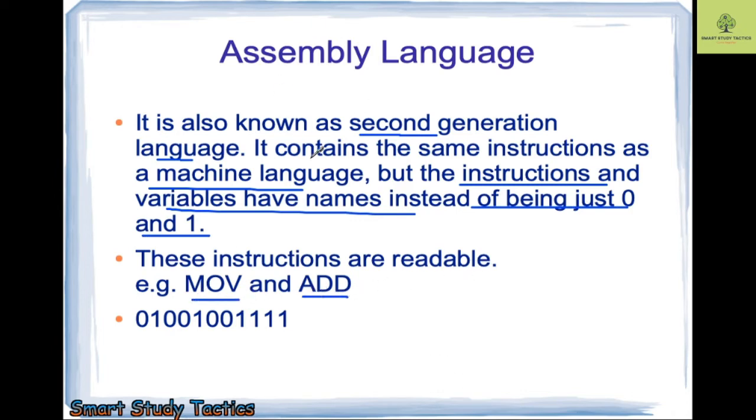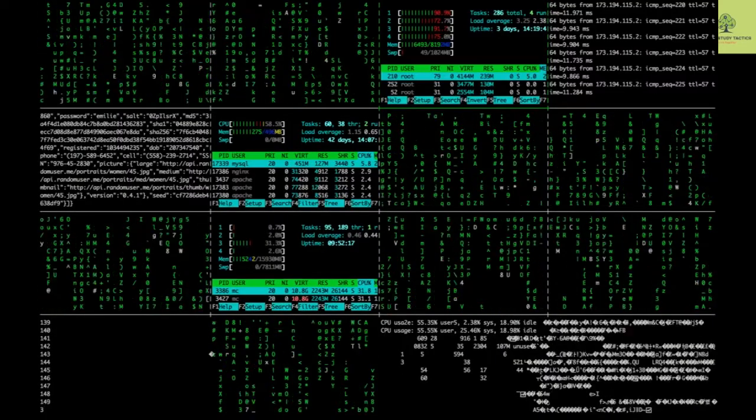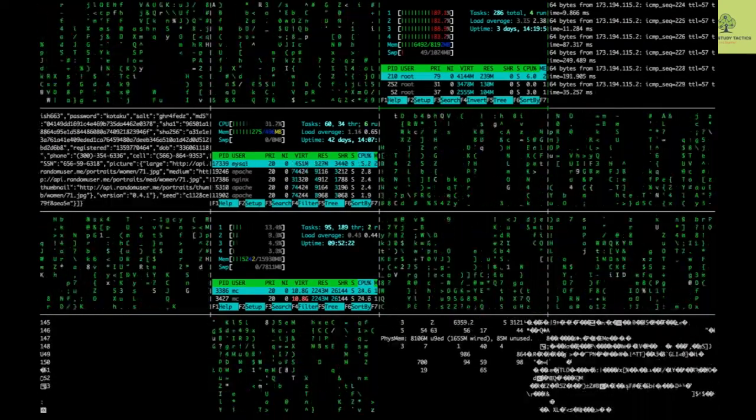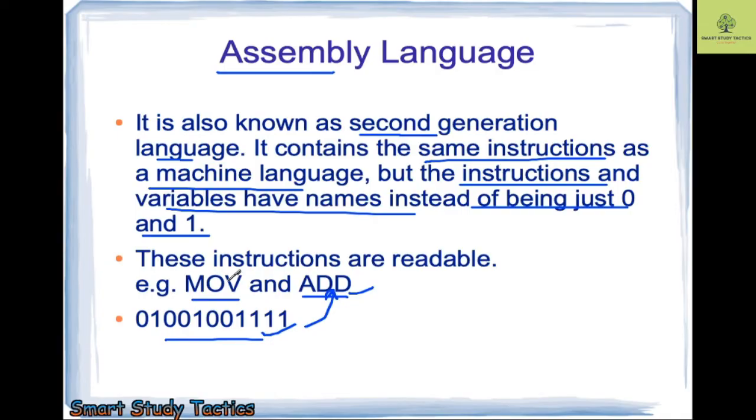It is similar to the machine language, but it has some instructions which you can read and write yourself. That's why it is the readable form. You cannot read this, but you can read this. You can understand the meaning of add, move, but you cannot understand the meaning of the 0s and 1s. So that's why assembly language is needed. Please remember it has the same instructions as the machine language, but it is readable. You get the readable form of machine language in assembly language.